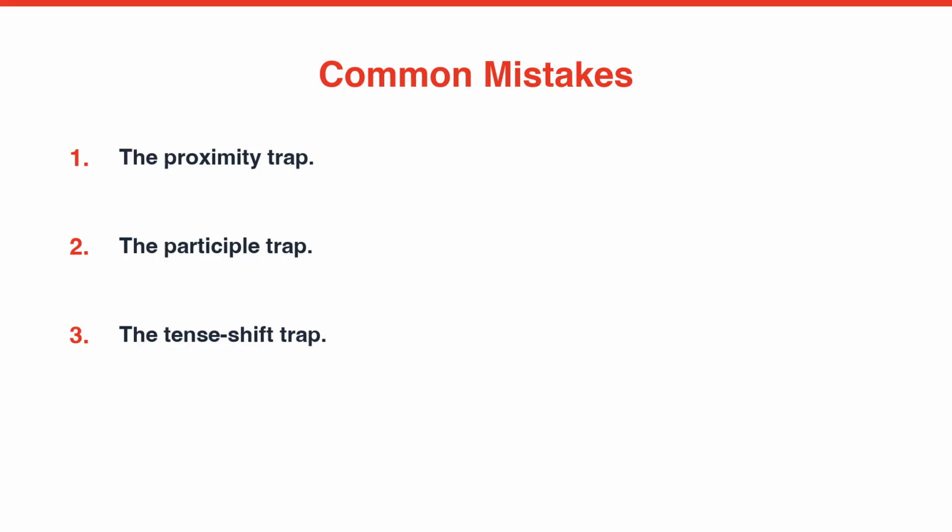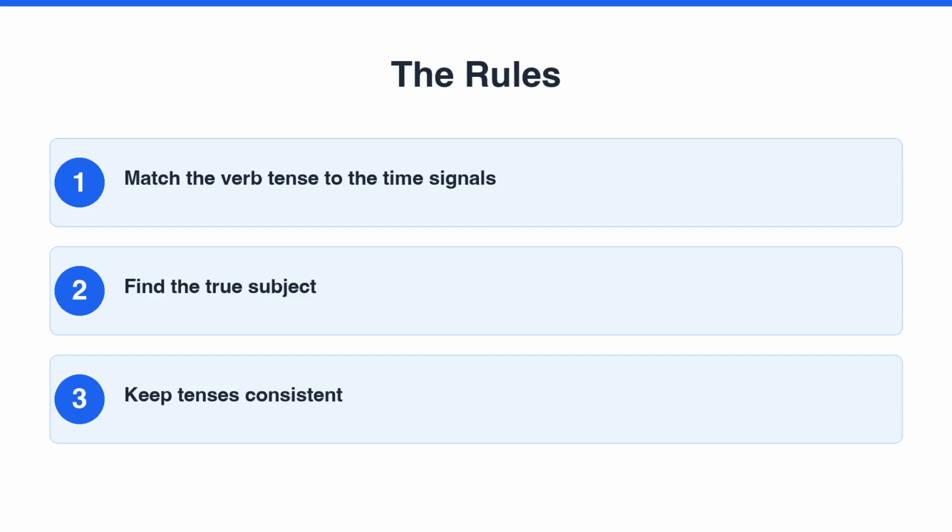3. The tense shift trap. Present perfect has found sounds formal and correct, but it only works when the action connects to the present. If the passage is entirely about the past, simple past, found is right. 3 rules. Match the time signals, find the true subject, keep tenses consistent. Let's see them in action.